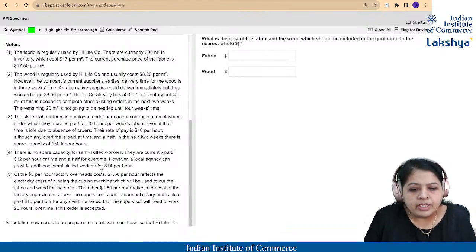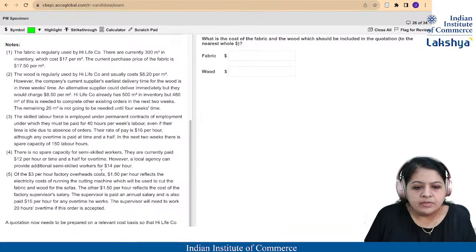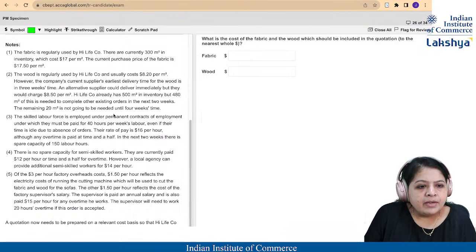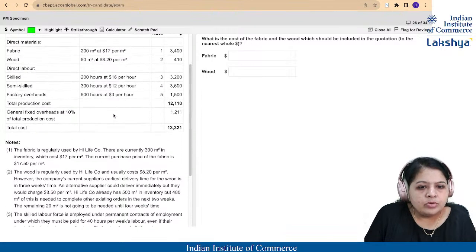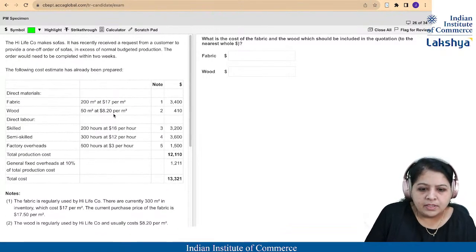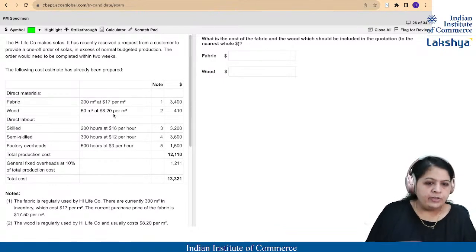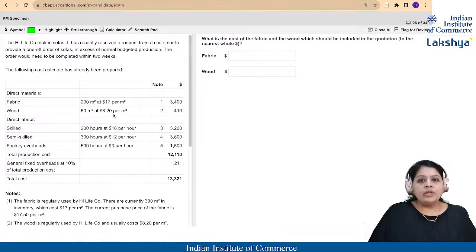The quotation now needs to be prepared on a relevant cost basis so that High Life Company can offer as competitive a price as possible for the order. What is the cost of fabric and wood which could be included in the quotation, to the nearest whole? Right? Now you need to determine the value for the quotation that you want to give.